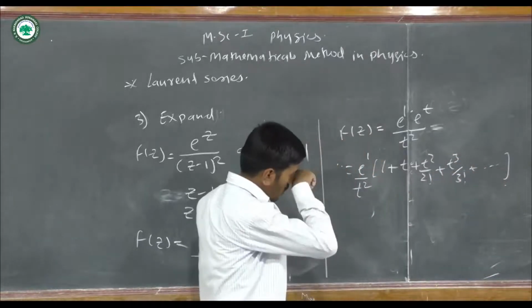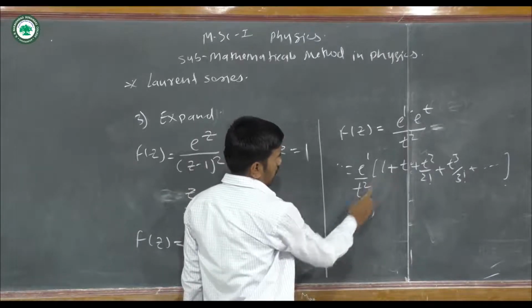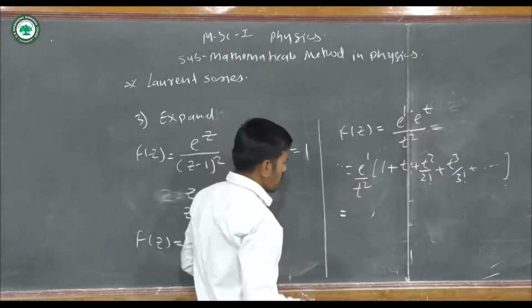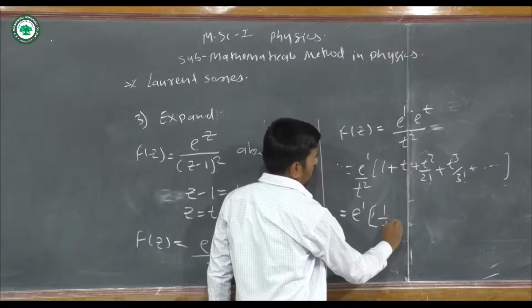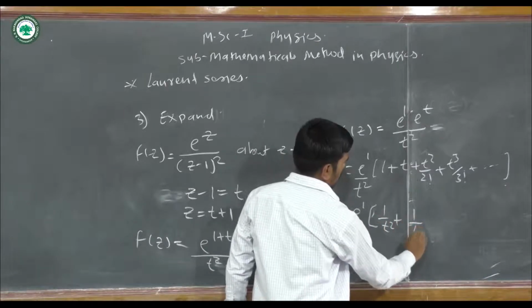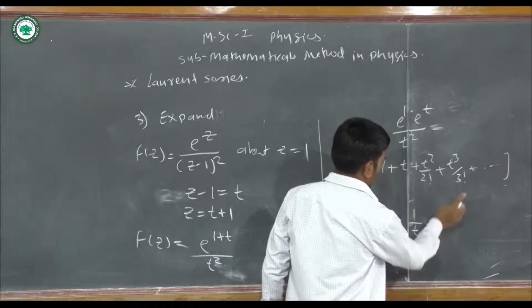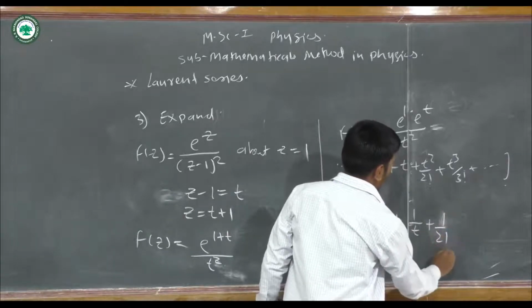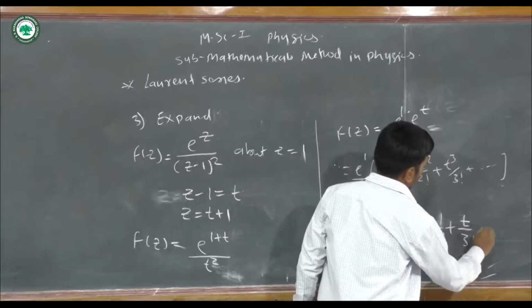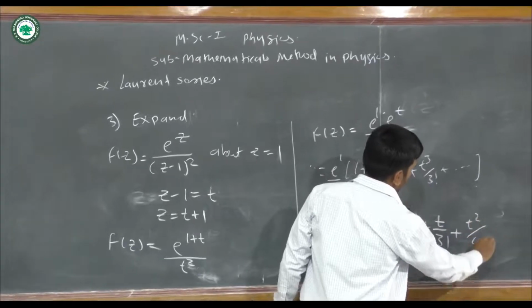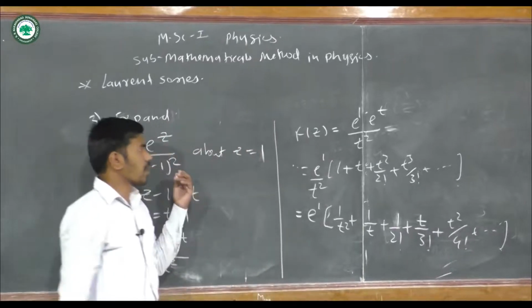If I divide by t², it is e times [1/t² + 1/t + 1/2! + t/3! + t²/4! and so on]. So this is the expansion of f(z).